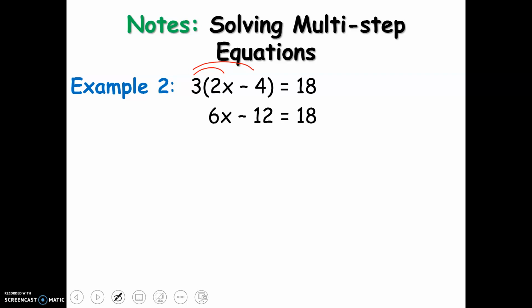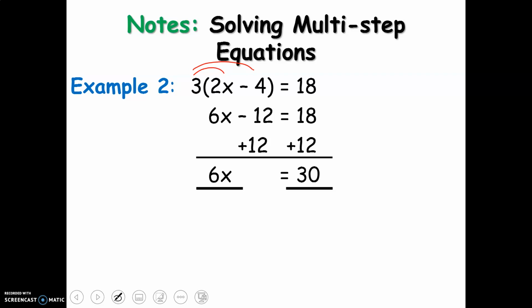We'd like to isolate our variable x. We'll start by removing the minus 12. The opposite of minus 12 is plus 12. We add 12 to both sides of the equation, leaving us with 6x is equal to 30. We would like to get rid of the 6 that's being multiplied by x. The opposite of multiplying by 6 is dividing by 6. Dividing 6 on both sides of the equation, on the left, 6 divided by 6 becomes 1x, or just x, and on the right, 30 divided by 6 becomes 5.